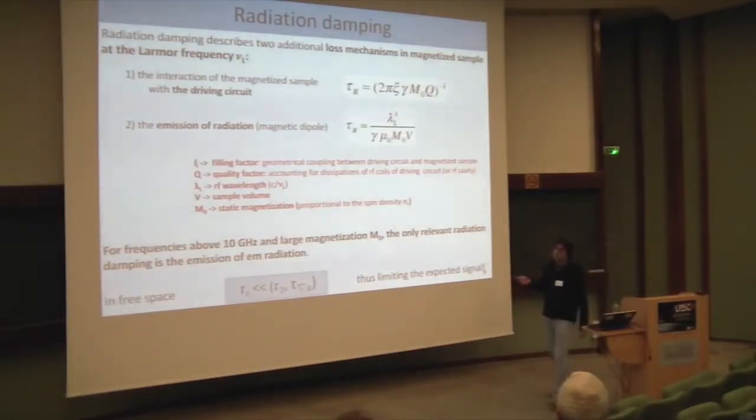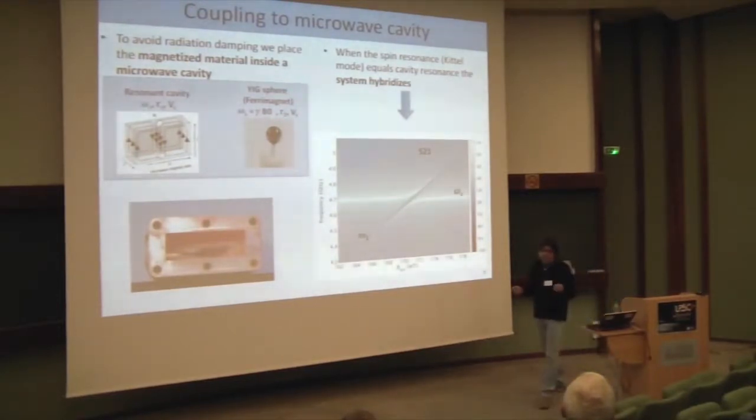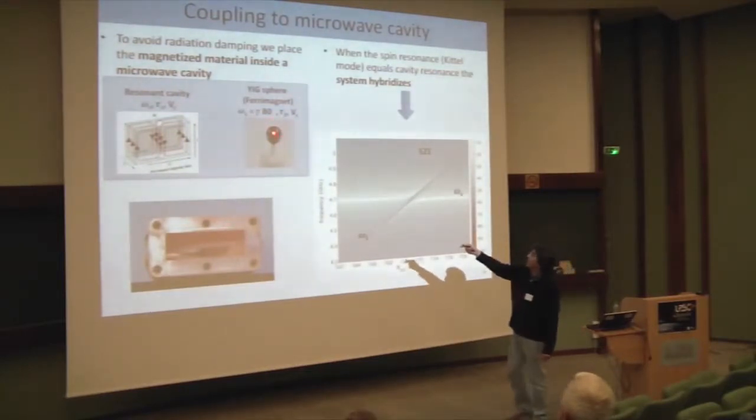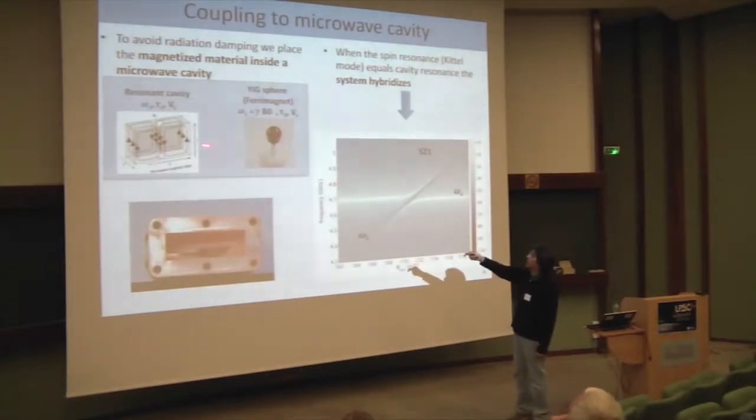So we have to devise a scheme to take away this radiation damping mechanism. And we can do that. The idea is to put our sample inside a resonant cavity and to couple the ferromagnetic resonance of the sample to the microwave cavity resonance frequency, the resonance of the cavity. This is a typical magnetic material that we are using. This is a sphere, and then you have a resonant cavity, and we put the sphere inside the resonant cavity. And you couple the two together.